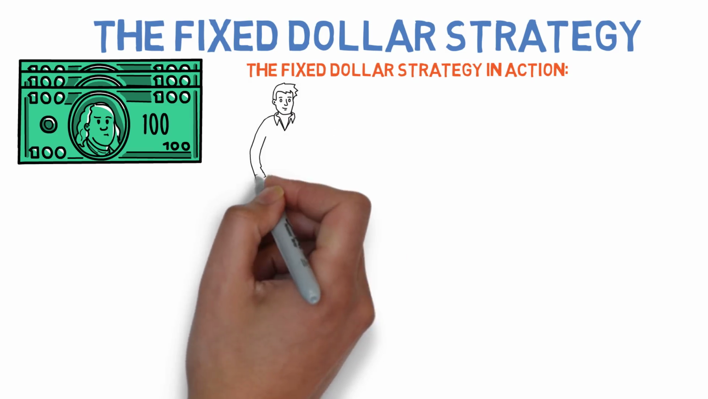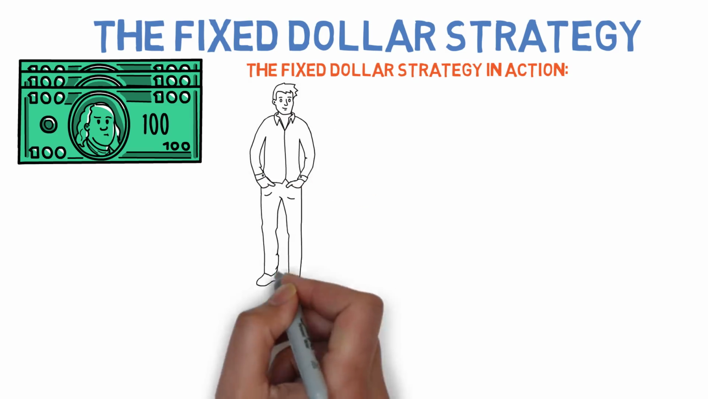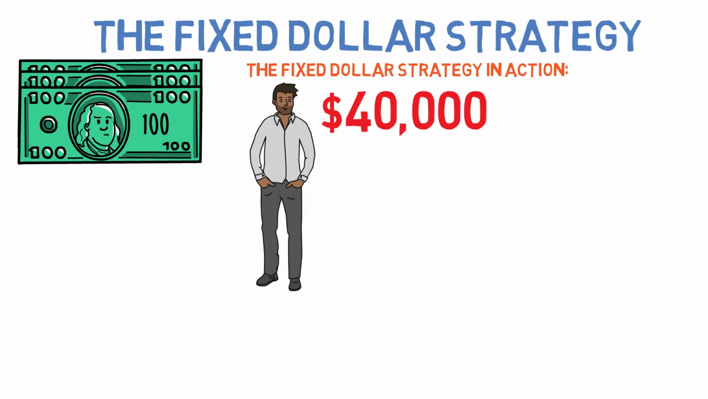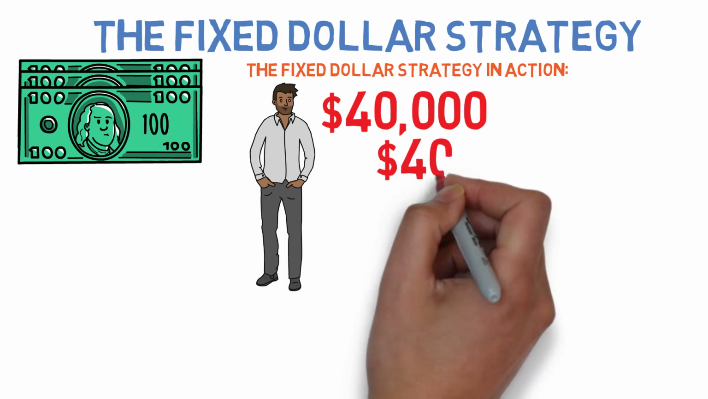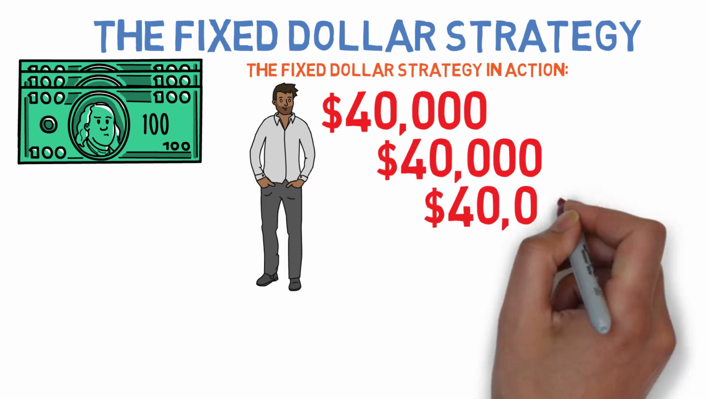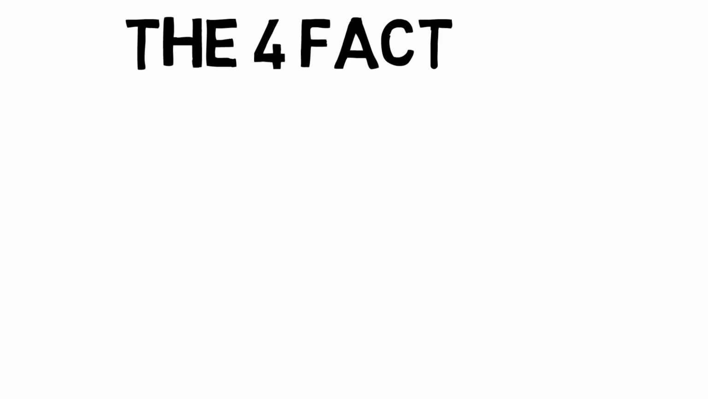Say John were living on this strategy in retirement. He has a $1 million nest egg and wants to be able to live on $40,000 a year. He withdraws $40,000 in that first year of retirement, does the same thing in the second, and so on and so forth. In other words, there are no adjustments for inflation using this method.